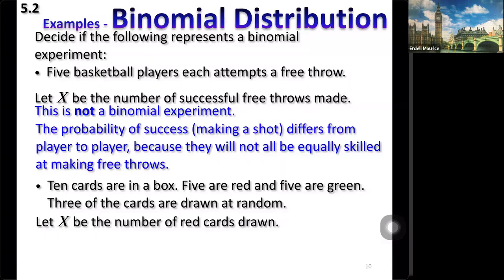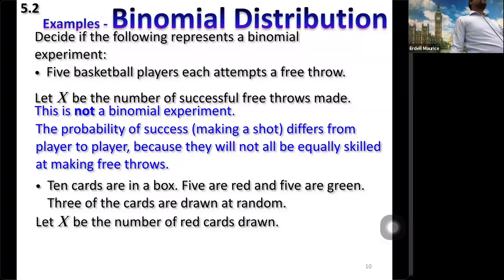Are there two outcomes? Two possible outcomes. Let me select a card. The card is either going to be red or green. Last, is the probability fixed? The probability of getting a red card, is it fixed? It is not.